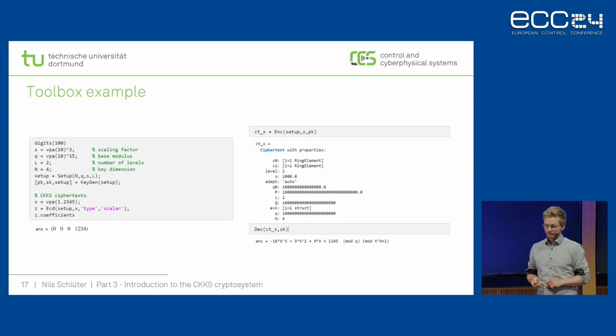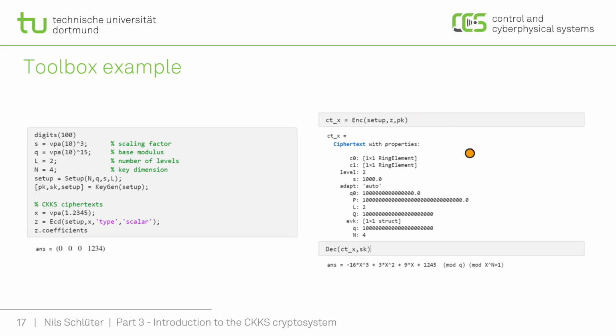Right. In the toolbox, it looks like this. Let's not go into too much detail. I just want you to know that the ciphertext has some more properties. In fact, it is represented by one of these polynomial ring elements in the first tuple, ring element in the second tuple. It has a certain level, it has a scaling factor, and the toolbox is really taking care of everything regarding the computations for you.